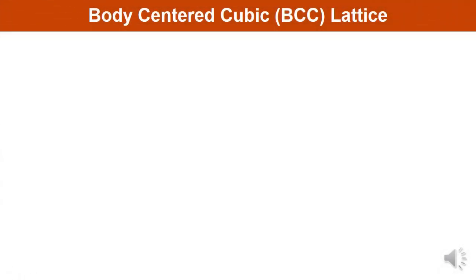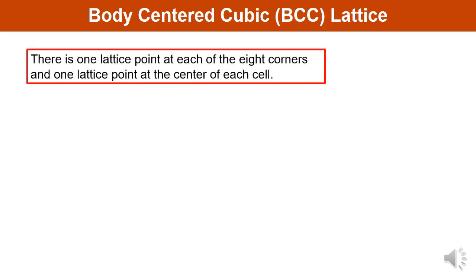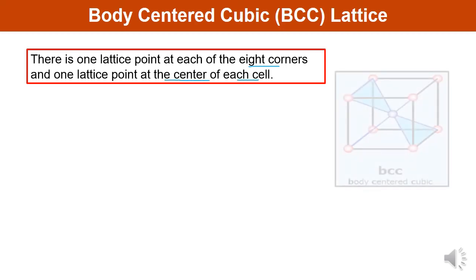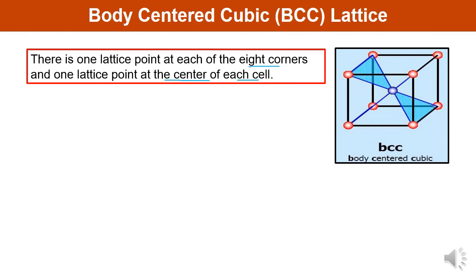Next, the third type of cubic lattice is the body-centered cubic lattice. What is this body-centered cubic lattice? You know that in a unit cell there are 8 lattice points at 8 corners, and each of them is a member of 8 surrounding cells, same as for the case of simple cubic and FCC. Also, there is one lattice point at the center of each cell. You can see in this diagram, the red ones are the corners and the center one is represented by the blue.